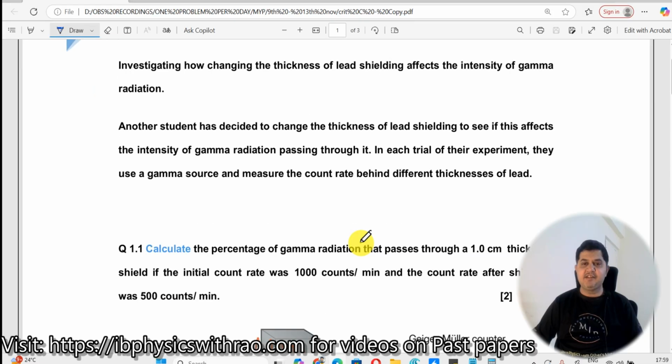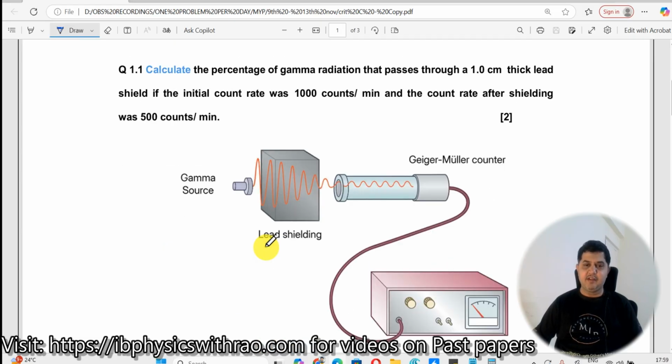Another student has decided to change the thickness of the lead shielding to see how it affects the intensity of gamma radiation passing through it. In each trial of the experiment, they use a gamma source to measure the count rate behind different thicknesses of lead. So let us read what it is.